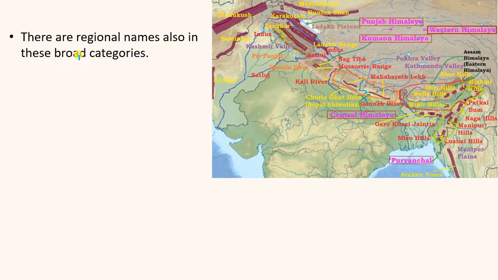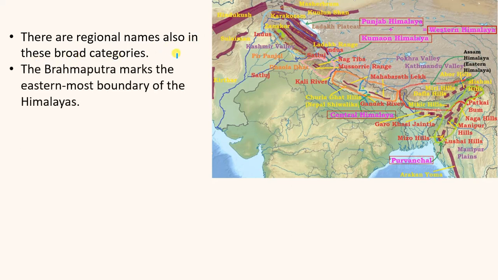In these broad categories, the Brahmaputra marks the easternmost boundary of the Himalayas. The Brahmaputra originates from the Mansarovar region, and after covering a large distance outside India, it enters India from Arunachal Pradesh. Sorry, it is entering from here.